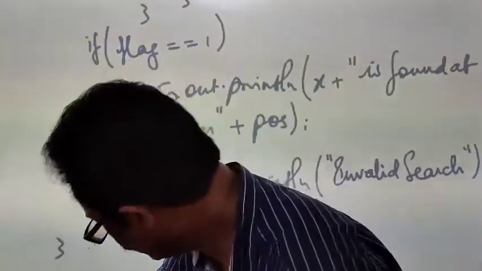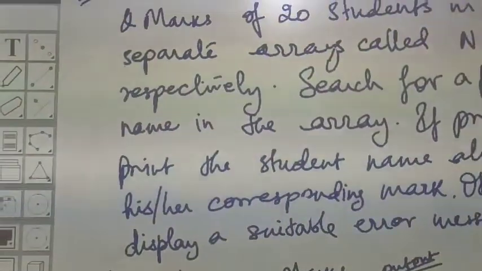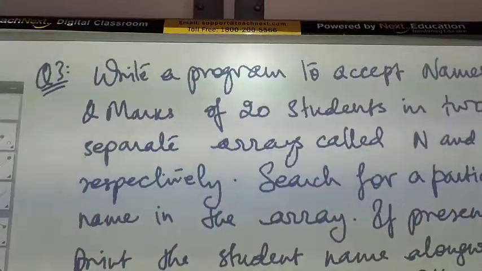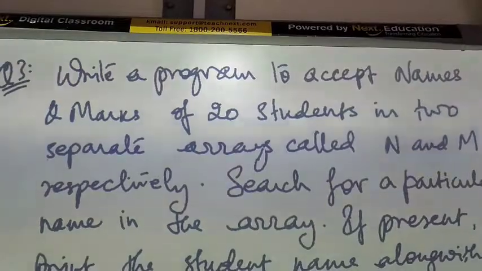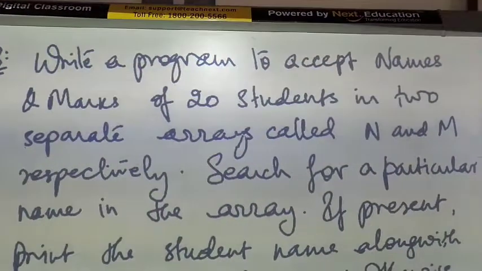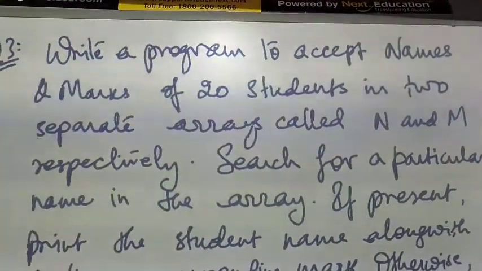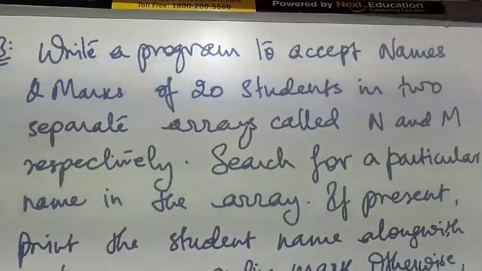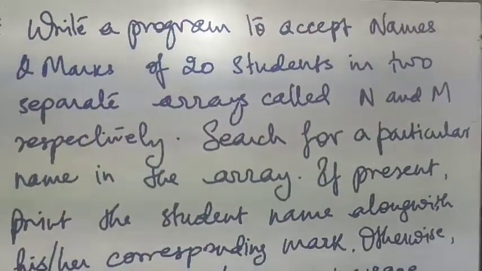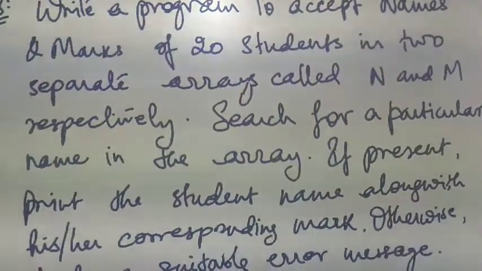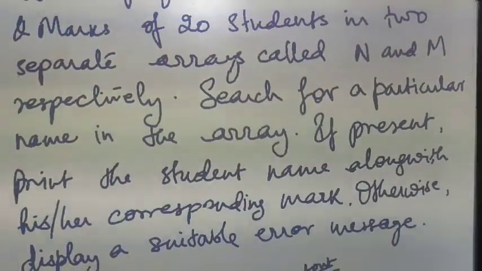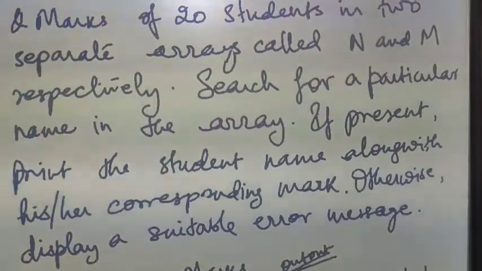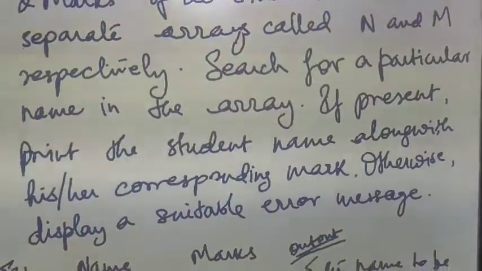Now we move on to the next one, which combines both the integer as well as the string. Look at this question here. Write a program to accept the names and marks of 20 students in two separate arrays called n and m respectively. Search for a particular name in the array. If present, print the student name along with his or her corresponding marks. Otherwise, display a suitable error message.